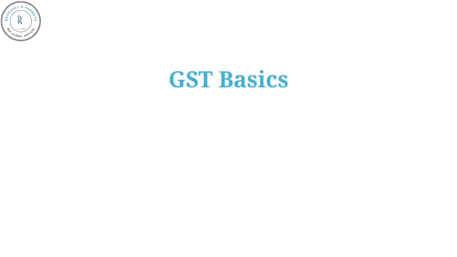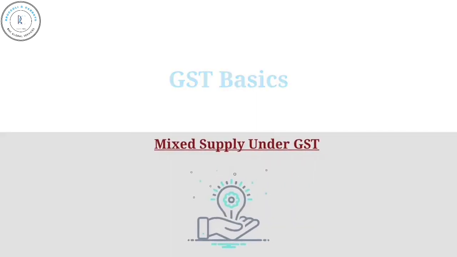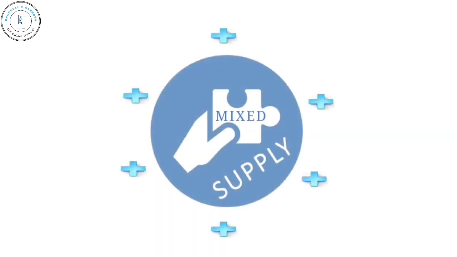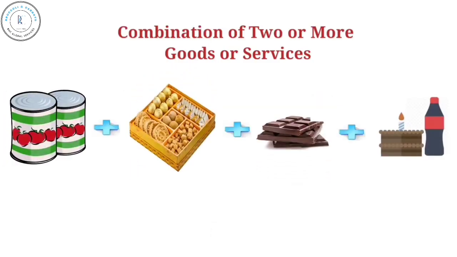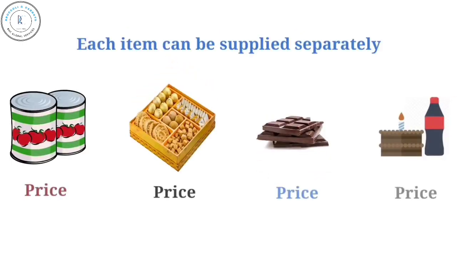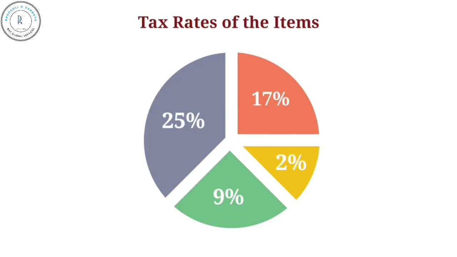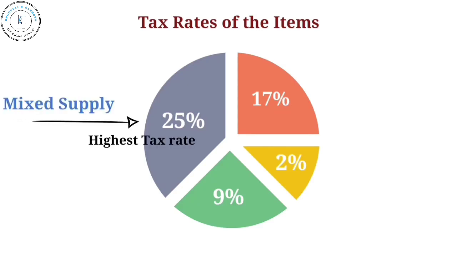Today we shall be discussing the concept of mixed supply under GST. Mixed supply under GST means a combination of two or more goods or services made together for a single price. Each of these items can be supplied separately and is not dependent on any other. Under GST, a mixed supply will have the tax rate of the item which has the highest rate of tax.